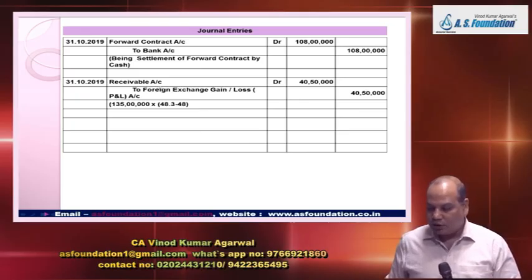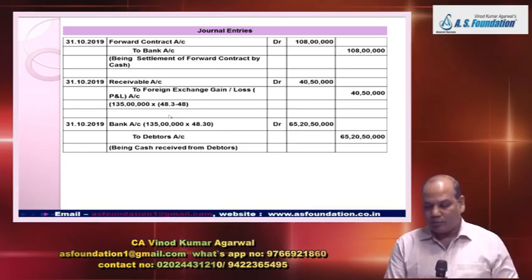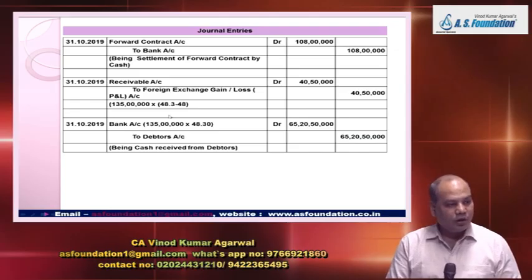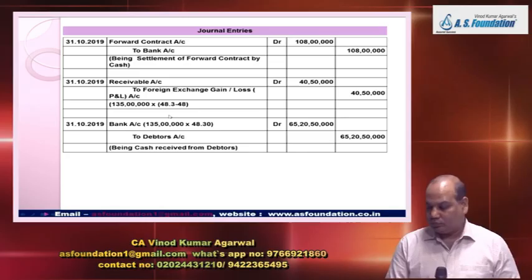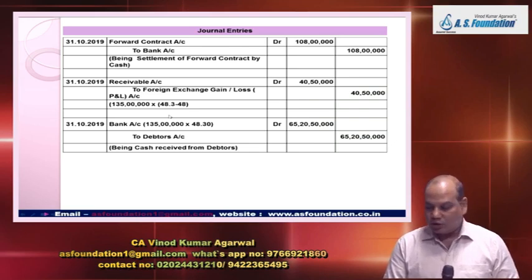So what I'll do, I'll first revalue the debtors. It will increase by 30 paise. Receivable account debit 40 lakh 50,000 to foreign exchange gain, in bracket P&L account, 40 lakh 50,000. You can merge the last two entries also if you want, no problem. And 31/10/2019 final entry, bank account debit to debtor account, 1 crore 35 lakh into 48.30. Is it 65 crore 20 lakh 50,000? Check the answer. Being cash received from debtor.